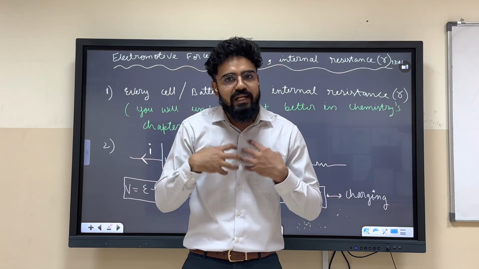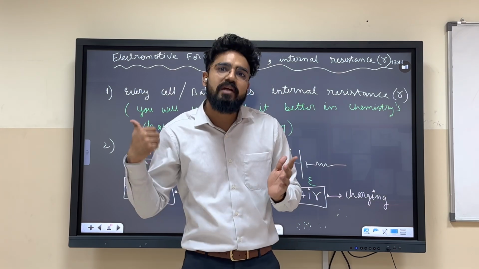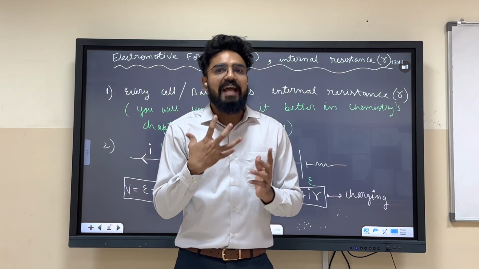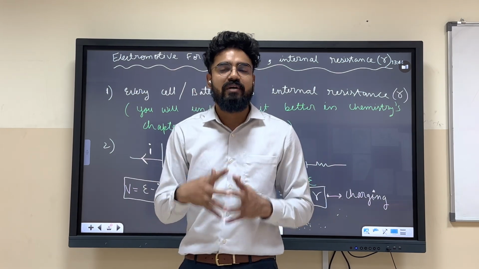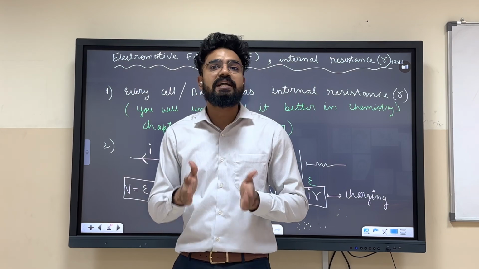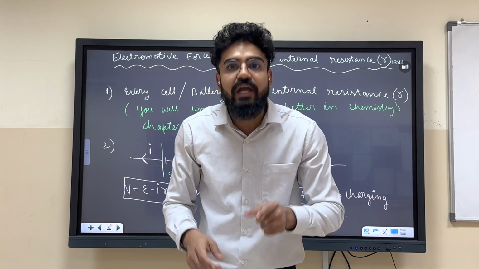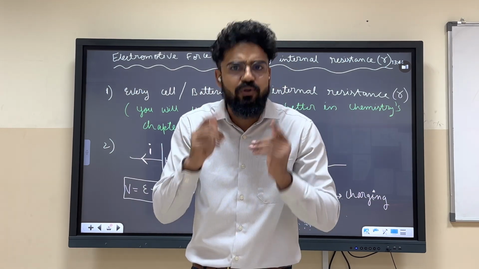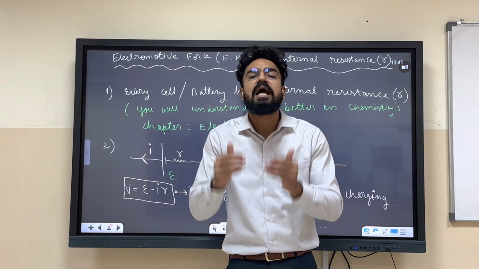But right now I'm just telling you that in an electrolyte, when charge passes from one electrode to another electrode, there is a resistance created by the electrolyte itself. That is known as your internal resistance. Because of this internal resistance, potential will drop by IR, or negative IR. Whenever there is a resistance, potential difference will drop by IR.